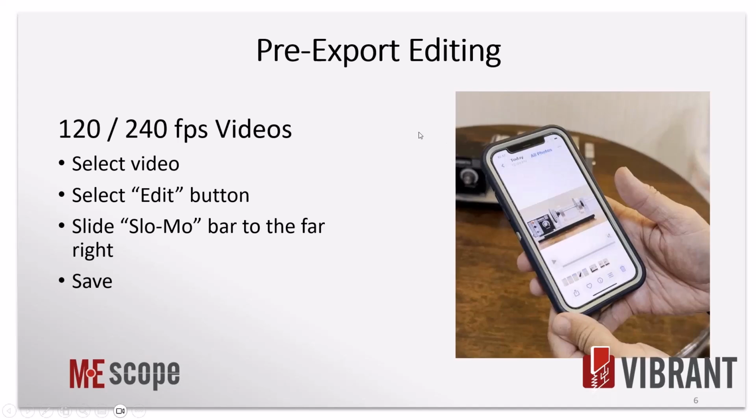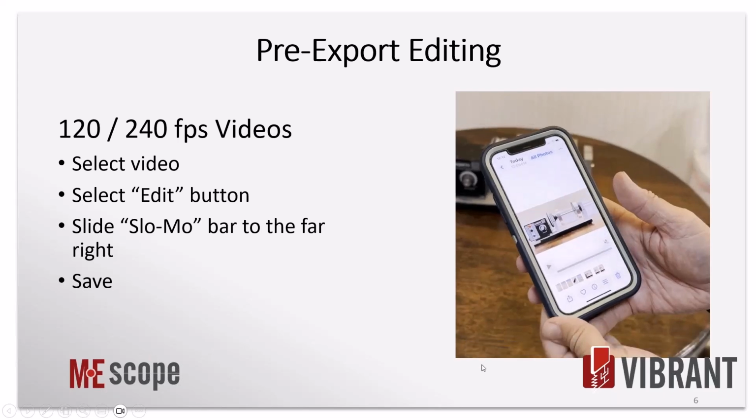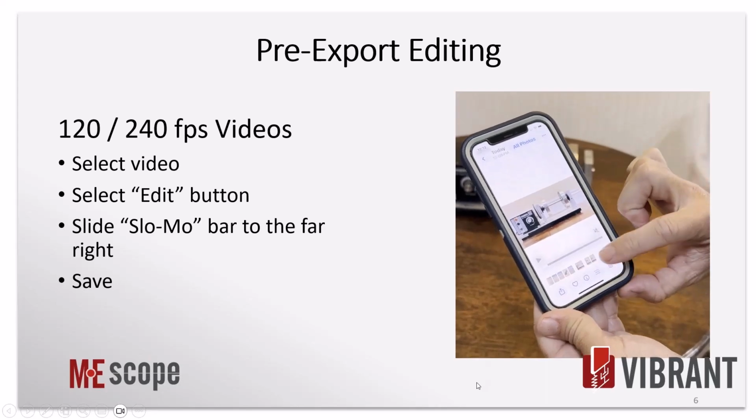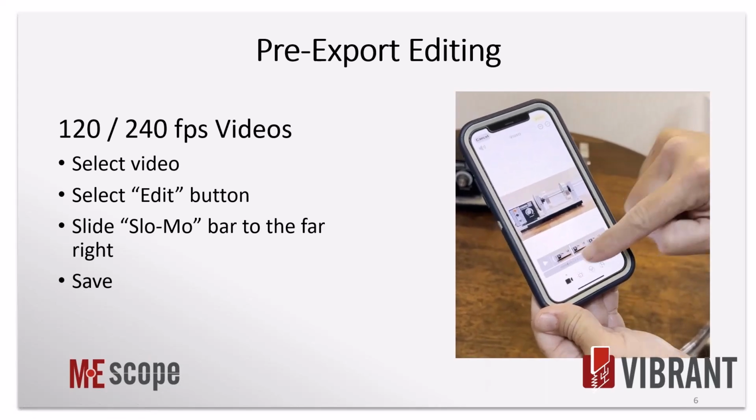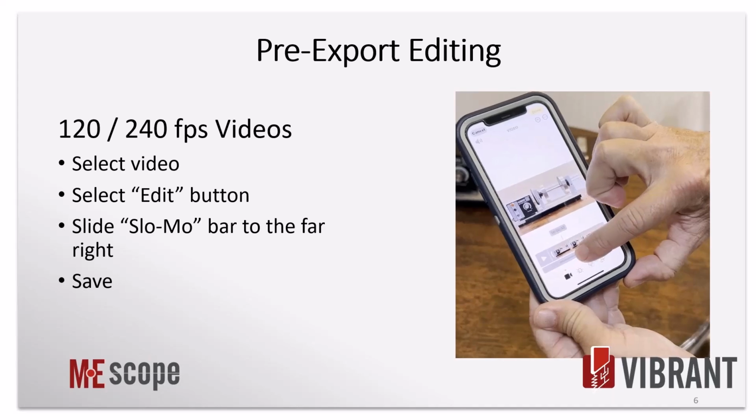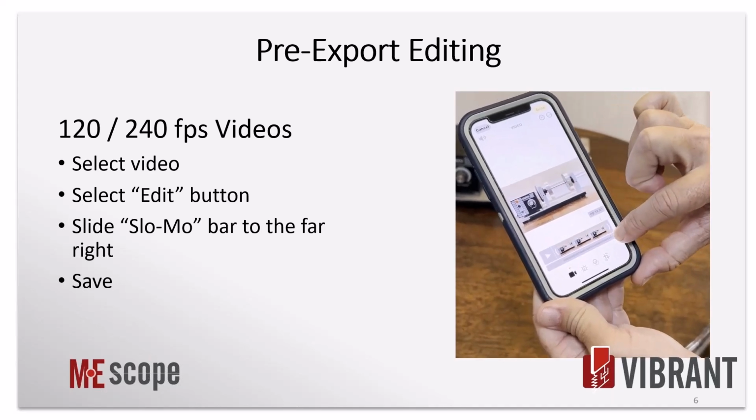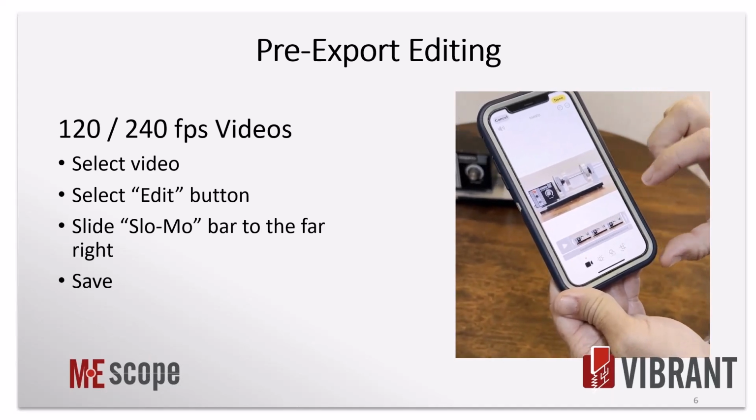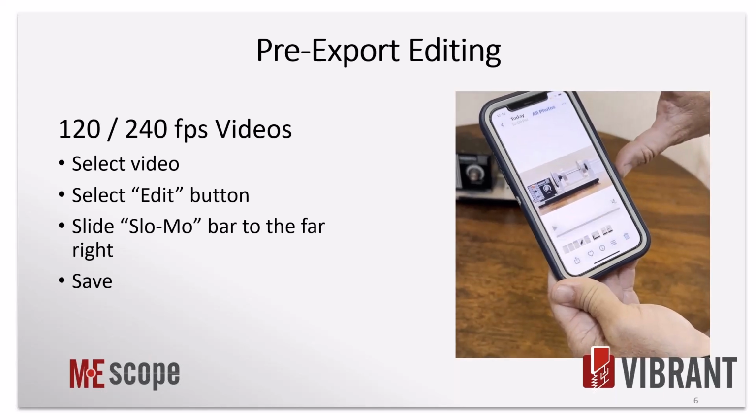Let me run this video here, and you can see what I'm talking about. So again, edit function on the bottom. You can see in the middle there where they have that slow-mo section, grab the bar, pull it all the way over to the right. Then we just go save it and we're done. Now you have unaltered video.